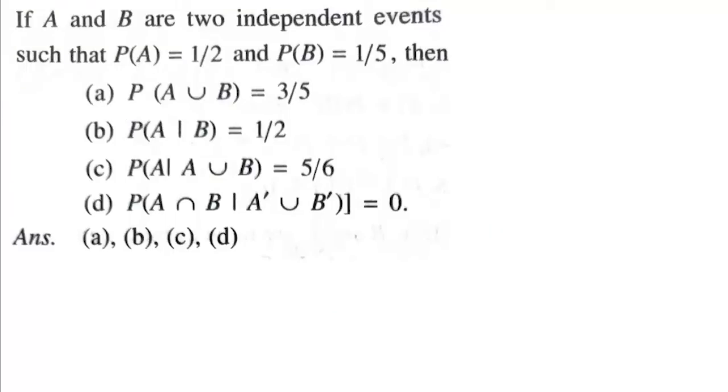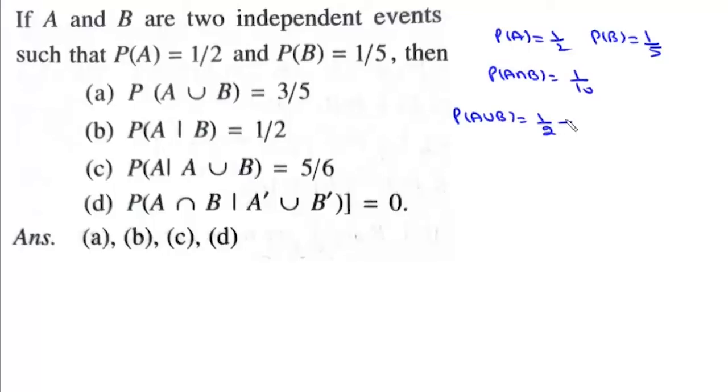Now the question is, A and B are two independent events such that probability of A is 1 by 2, probability of B is 1 by 5, and since they are independent, probability of A intersection B will be P(A) into P(B), which is 1 by 10. Now using this, we can calculate probability of A union B, which is probability of A plus probability of B minus probability of A intersection B. So that will be 6 by 10, and 6 by 10 is 3 by 5. That means option A is correct. Now since A and B are independent, probability of A by B will be simply equal to probability of A, which is 1 by 2. That means option B is also correct.